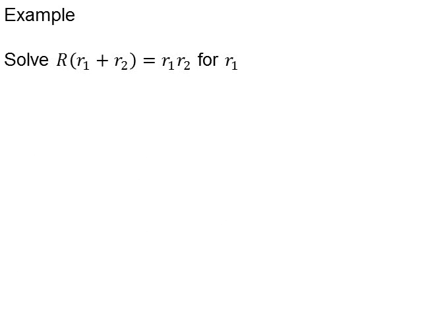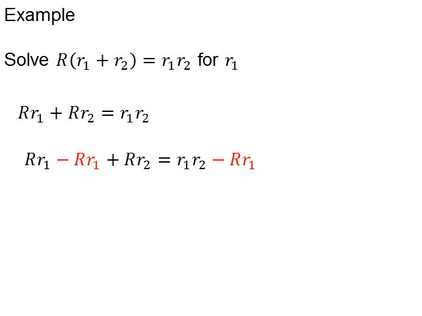Now this is the hardest problem we have. We have: solve for R1, where big R times (R1 plus R2) equals R1 times R2. What makes this difficult is that on the left hand side of the equation, the R1 is trapped inside the parentheses. So in order to get it untrapped, I distribute the big R. So I have R times R1 plus R times R2 equals R1 times R2. Now I want to move the R1 to the right hand side so that both R1s are on the right hand side. So I do minus R times R1 on both sides. That gives me big R times R2 equals R1 times R2 minus R times R1.